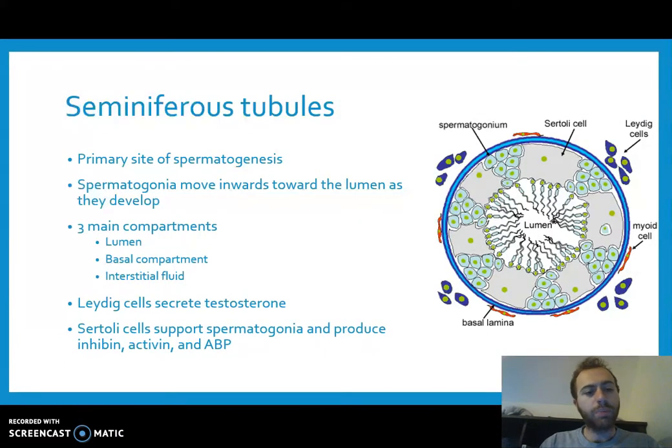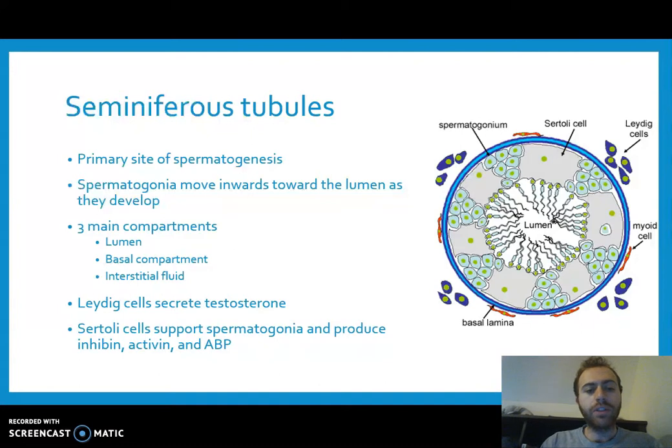Columns of developing spermatocytes develop between Sertoli cells, which link to one another via tight junctions. This basal lamina, along with these tight junctions, compartmentalizes the seminiferous tubules into the tubule lumen, the basal compartment, and the interstitial fluid, each of which have different chemical compositions to support sperm development.